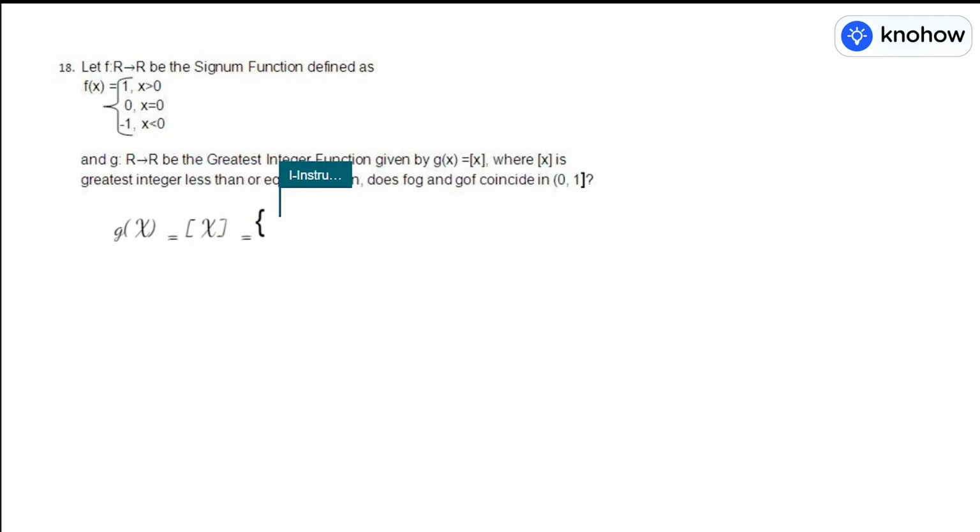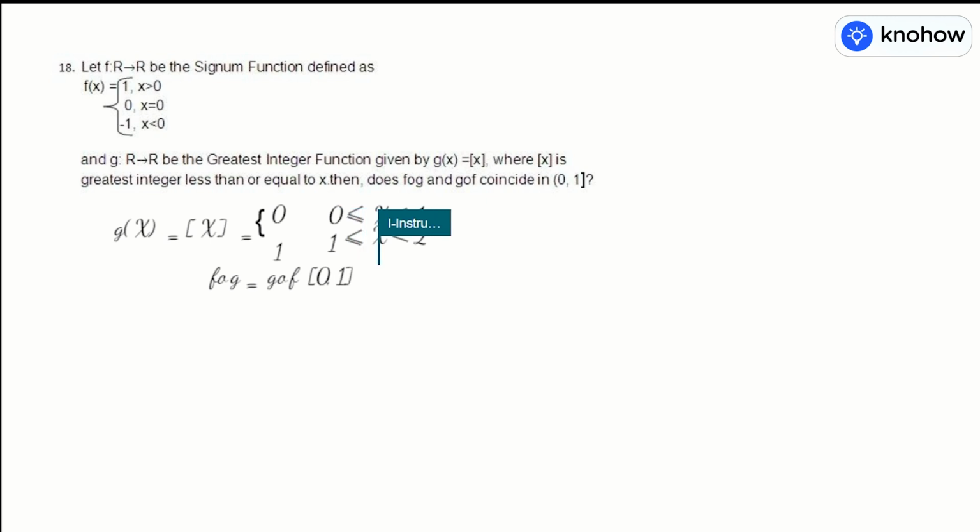How do you define it? That it is 0 when x is greater than or equal to 0 but less than 1. And it is 1 when x is greater than or equal to 1 but less than 2. We need only this part of it. Because he says, and then we have to verify, does fog and gof coincide in the interval (0, 1]? He says then whether fog is same as gof on the interval (0, 1].